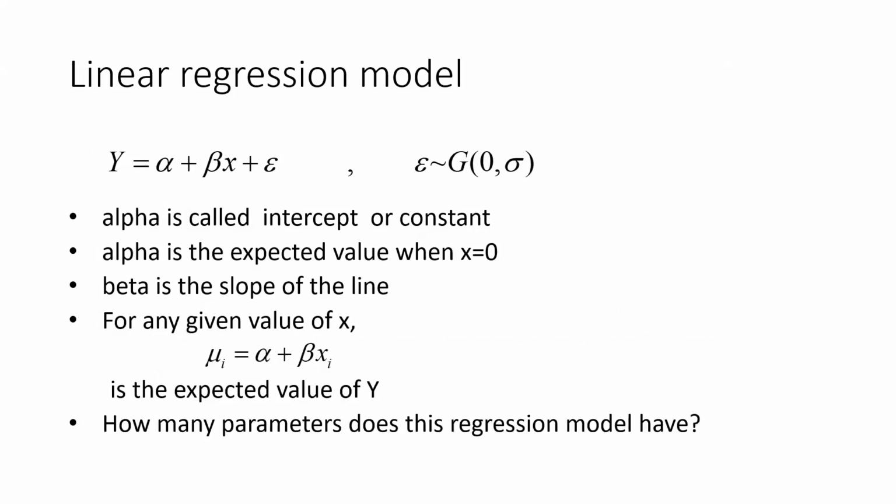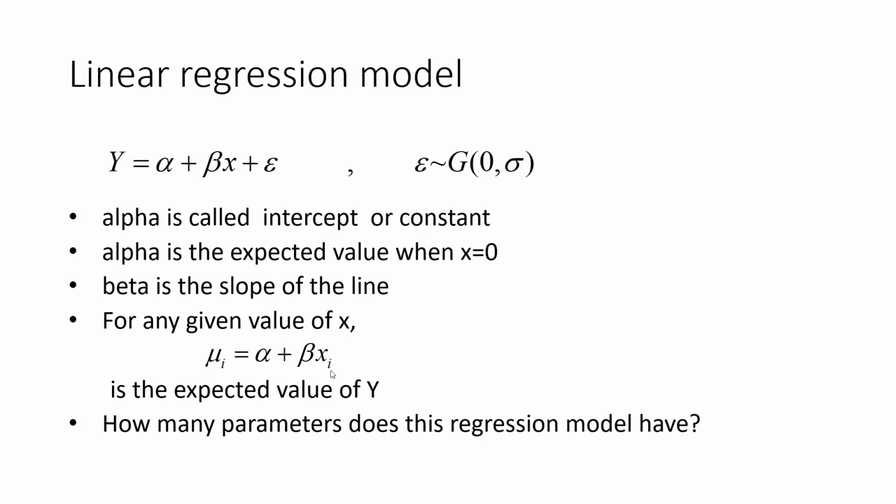Okay. So these parameters have names. Alpha is the intercept, or sometimes called constant. Beta is the slope. And alpha can also be interpreted as the expected value in case x equals 0, right? Because the expectation of epsilon is 0 as specified there. And then for any given value of x, we can compute the expected value. And it's alpha plus beta x_i, and then the expected value of epsilon is 0. So that's why this is that.